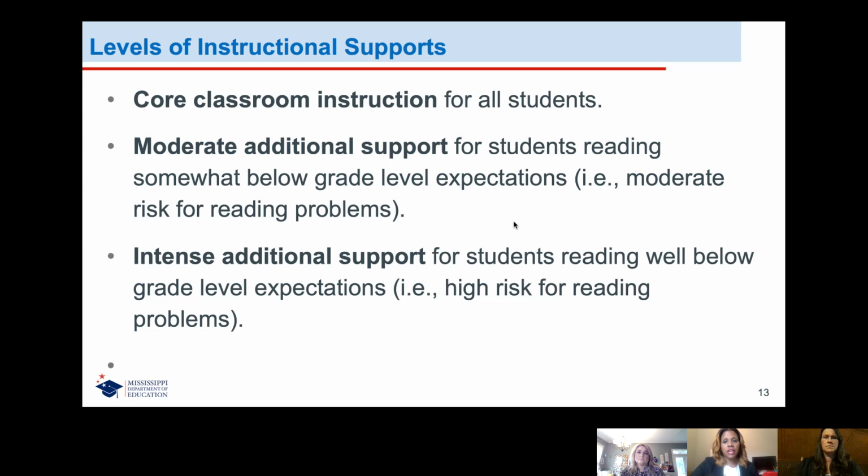For these students, these are students that are reading somewhat below grade level expectations. They are at moderate risk for reading problems. And then you have the levels of intensive additional support for students reading below grade level expectations. These may be your Tier 3 students, and they're typically at a higher risk for reading problems.